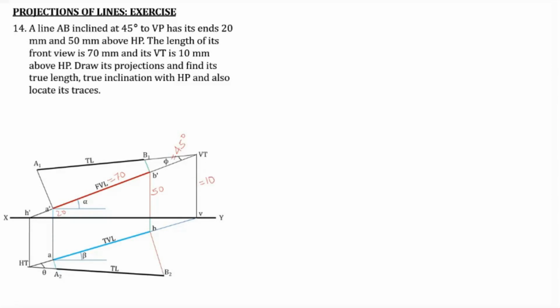Actually, in our base figure, what we have given is VT is far away from A dash. But in this particular problem, the VT is closer to XY than A dash. So this point has to be somewhere here, in this position. So that you have to keep in mind. Now let's see how it is being drawn.